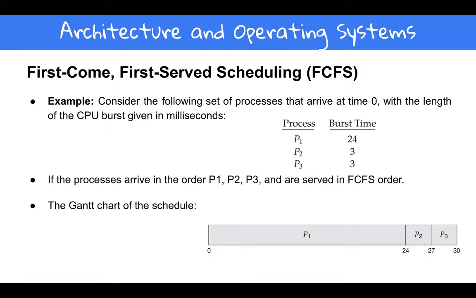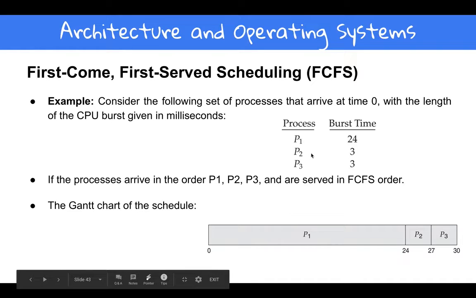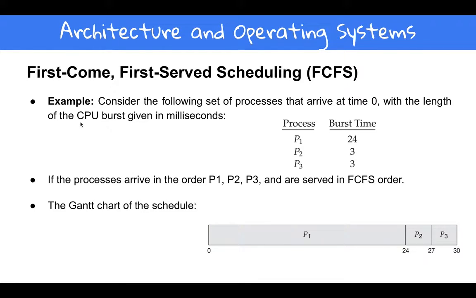So consider the following processes that arrive at time 0. As you see, all of them, P1, P2, P3, arrive at time 0. Imagine that's a number line. All of them come here with the length of the CPU burst given in milliseconds. These are the CPU time, the burst time: how long it takes the CPU to execute them. For example, P1, 24 milliseconds, P2, 3, P3, 3.